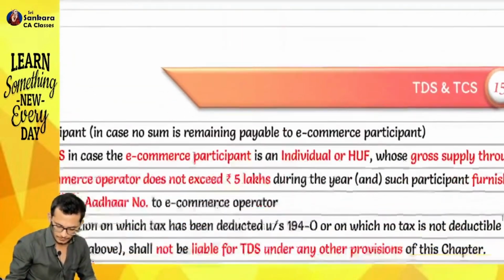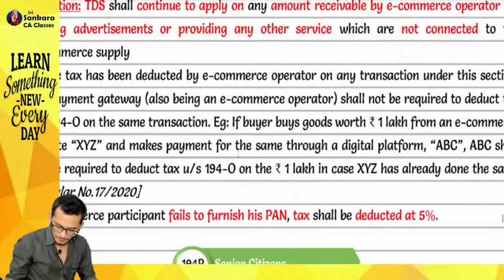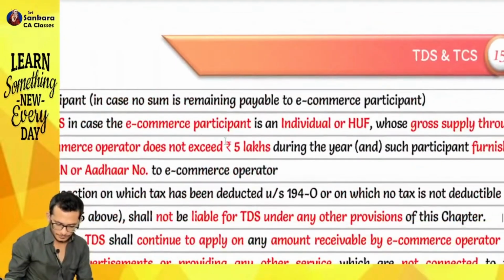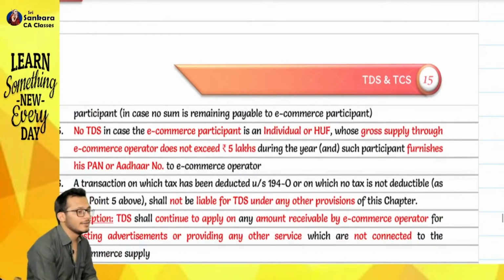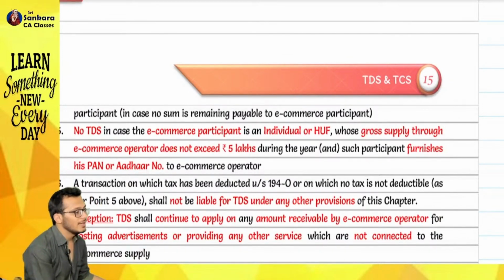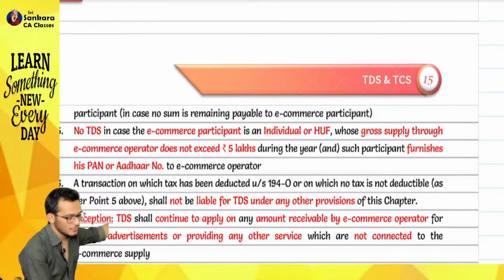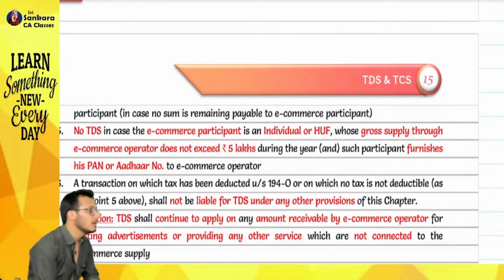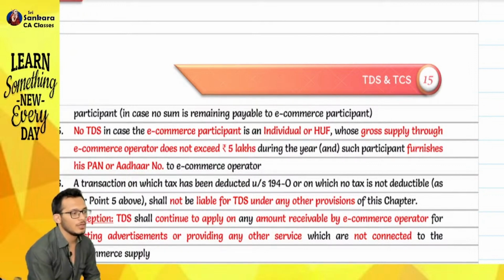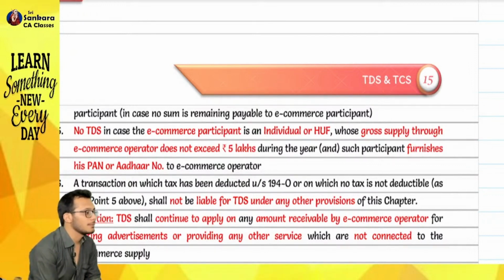5 lakhs, okay? These provisions will not apply in case the seller is an individual and is selling not more than 5 lakh rupees from Amazon, in which case Amazon can make the full payment to the individual. Clear? Not clear? This is 194O. Coming to the last three provisions, starts with P.